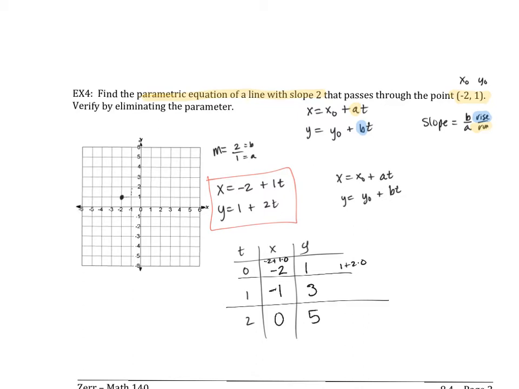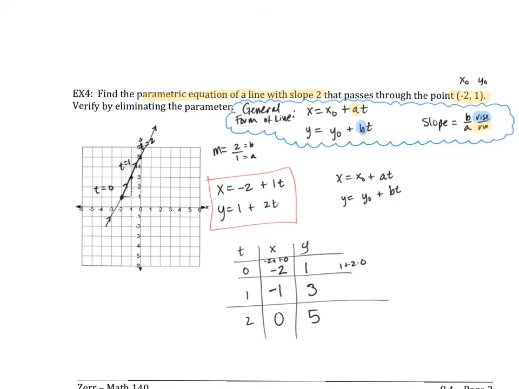So now we can go ahead and graph. At t equals 0, we're at the point -2, 1. At t equals 1, we're at -1, 3. So we added a little bit in the x direction, or horizontal, and a little vertical. And now at t equals 2, we're at 0, 5. And that would continue. And we could have started back further for our t value as well. So that is a continuous line. It's just being drawn from left to right.